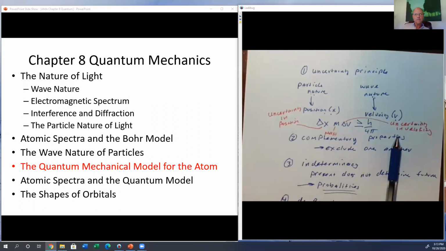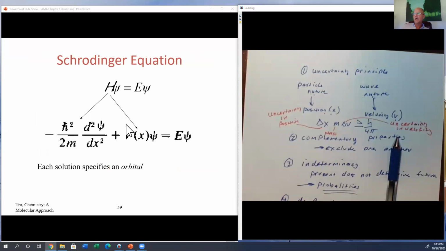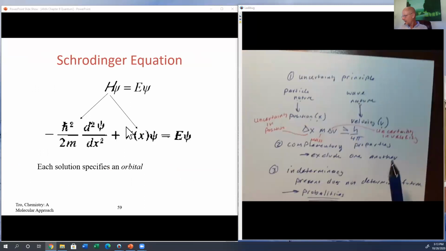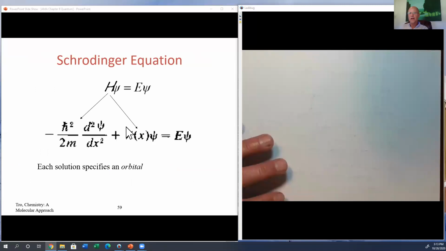Okay, if there are no other questions, I still have a few minutes. Let me introduce the fully quantum mechanical model of the atom.